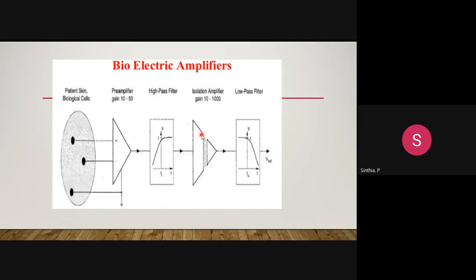It will decouple the patient from the measuring equipment and provide safety from electrical hazards. It also prevents galvanic currents from deteriorating the signal to noise ratio by preventing the ground loop system. We will see the details of the isolation amplifier.